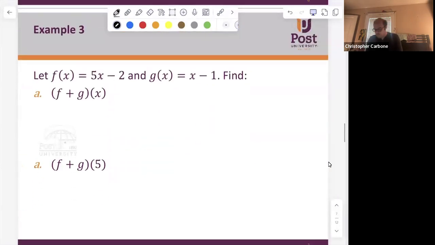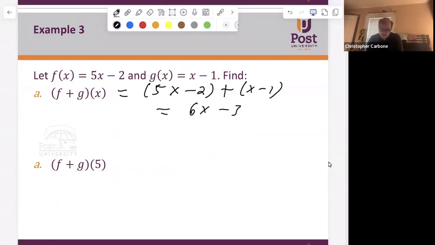So example number 3, let f of x be 5x minus 2, g of x be x minus 1. We want f plus g of x. So 5x minus 2 plus x minus 1. So 6x minus 3. And then we want to pop 5 in for that x. 6 times 5 minus 3, so 30 minus 3, that being 27.